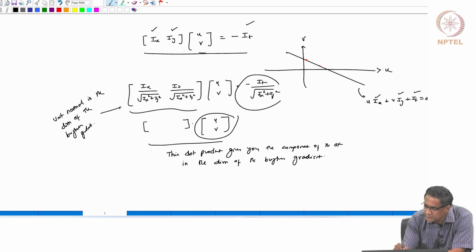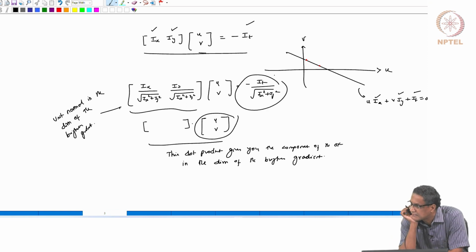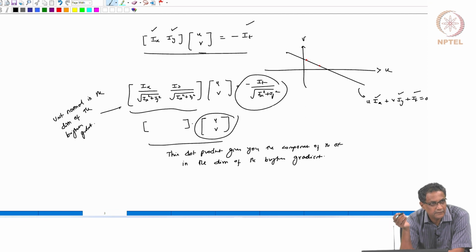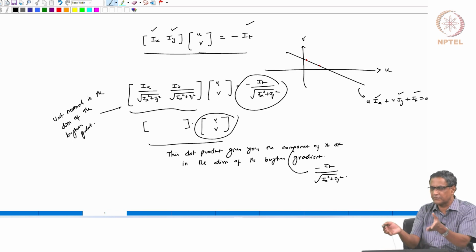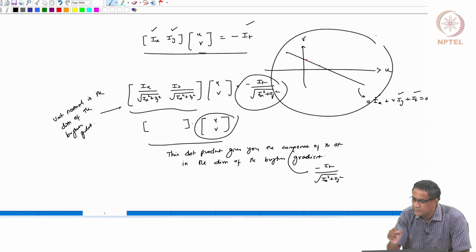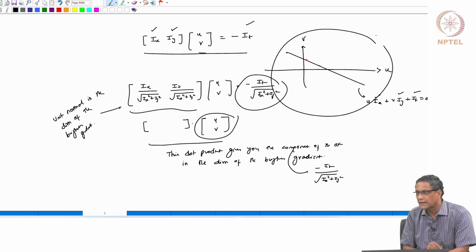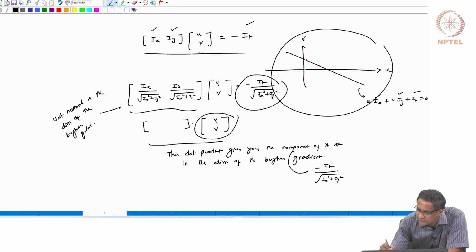But this has a special significance. This component is minus It by root Ix square plus Iy square. I have taken the dot product, I get a value, and that is my component. That is what I have on the right. But what is this with respect to that figure? Where does it lie? Is this not a perpendicular distance from the origin to a point on the line? That is how you do it.